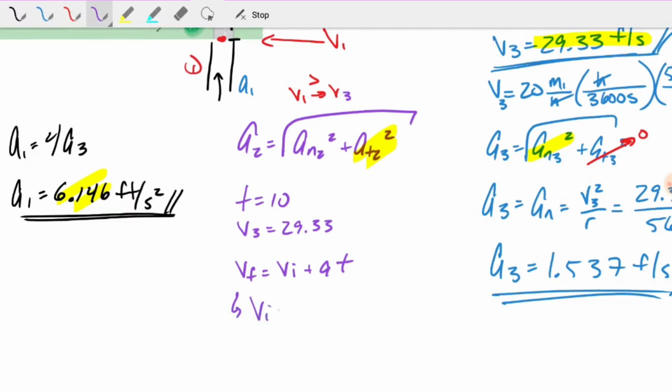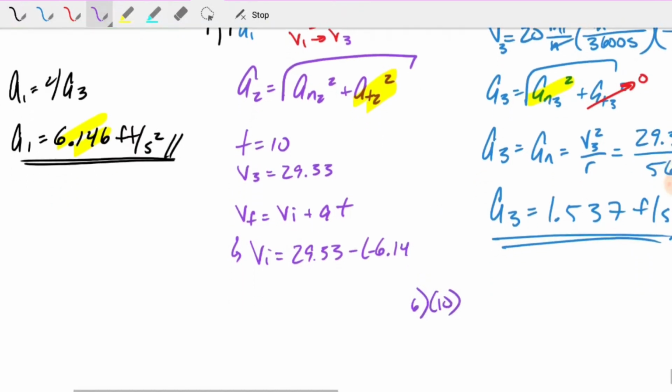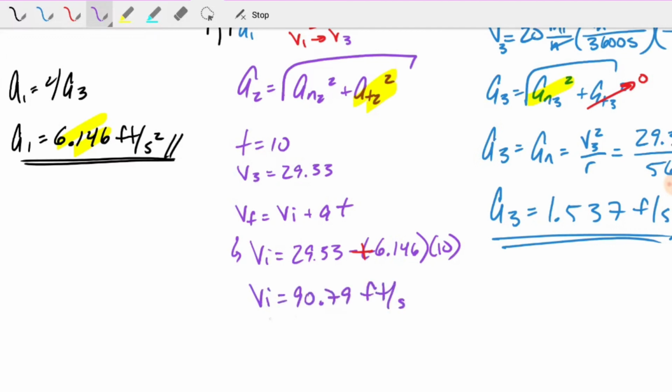So writing that out, VI is going to be 29.33 minus the acceleration, because I'm moving this term over. The acceleration was 6.146. That's his tangential. But mind you, he's decelerating. So when I subtract it, it's going to be a deceleration. So 6.146, and then the time is 10 seconds. And so what ends up happening is these 2 values become a positive, and I just have to add it all up. So VI is 90.79, and that'll be feet per second. And that makes some sense.